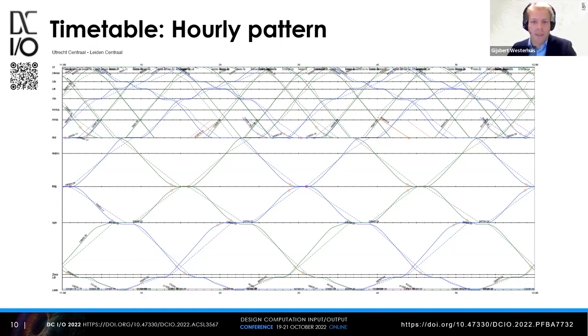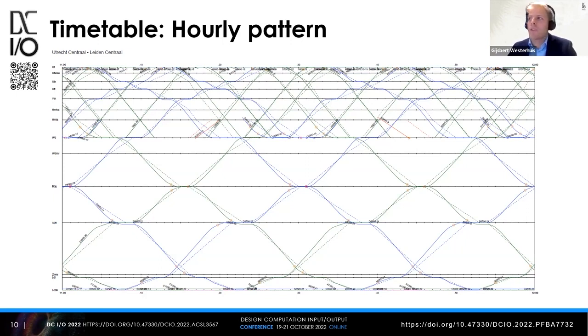So apart from peak hours. This is not part of the peak hour, but we simulate it as if it is a part of the peak hour. But you see the peak here. But every hour is the same.